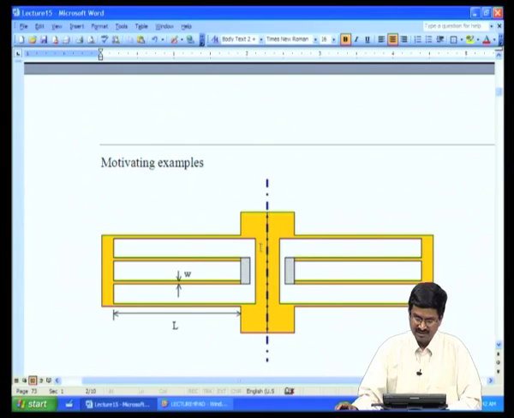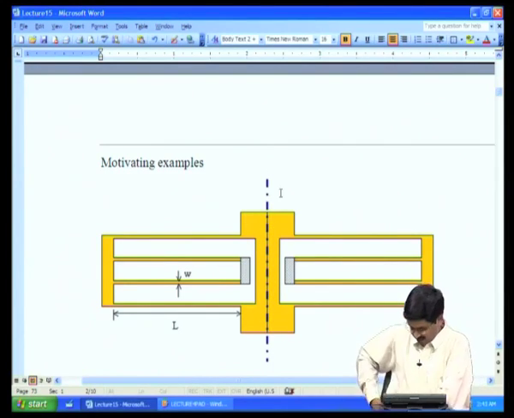And if we ask the question, if I apply certain force here, how much displacement do I get here?